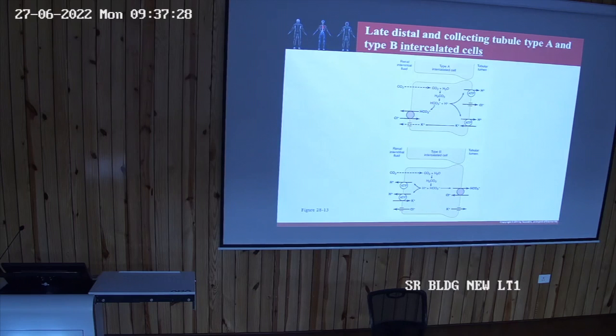Okay, initially what we are seeing is renal interstitial fluid in which carbon dioxide enters into the cell, reacts with water, forms carbonic acid in presence of carbonic anhydrase, and dissociates into hydrogen and bicarbonate ion. Okay, it is antiport with the chloride ion. So bicarbonate is secreted and chloride is taken inside. This is the function of the type B cell.